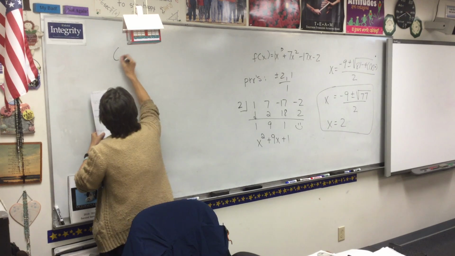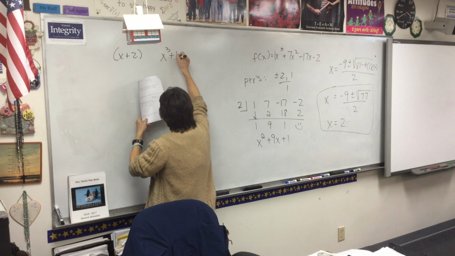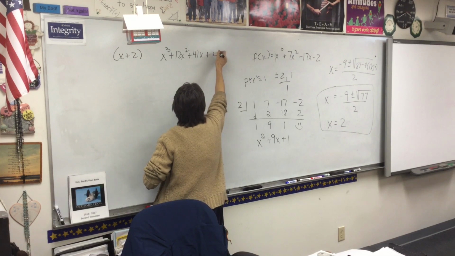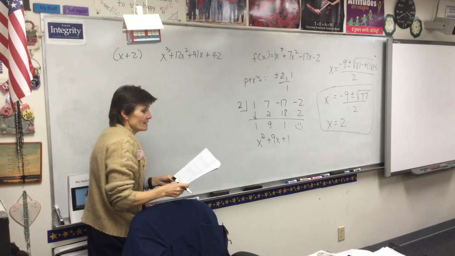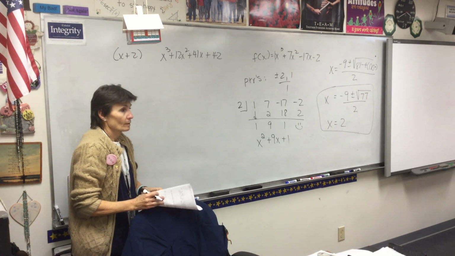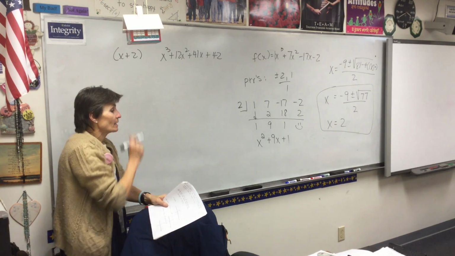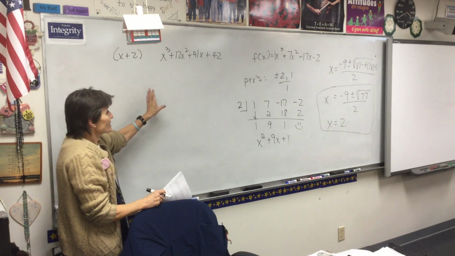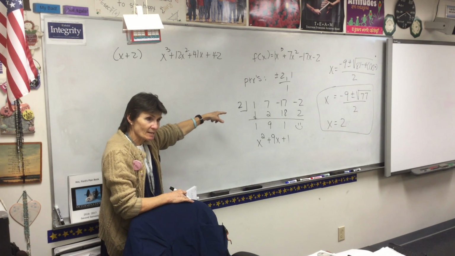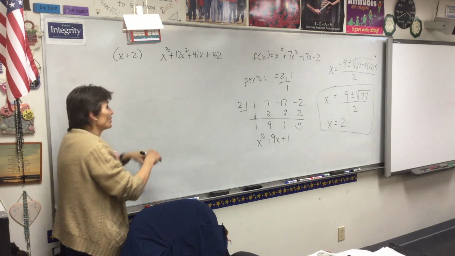All right, x plus 2 is one factor of x cubed plus 12x squared plus 41x plus 42. Find the others. How do we do that? Kids, this is the same problem that you just finished, except over there you had to guess. Here you don't. They tell you. Here you go. You got one. So what are you going to put in the box?